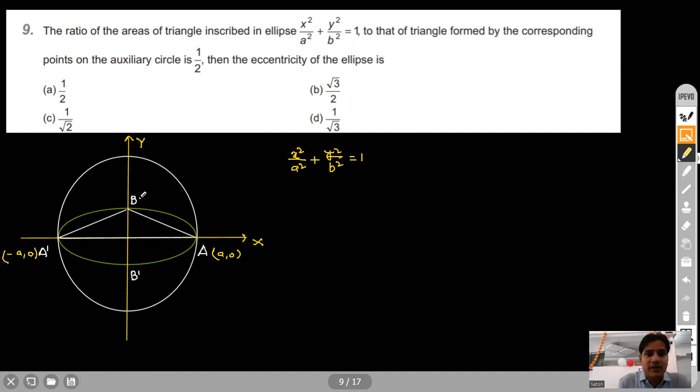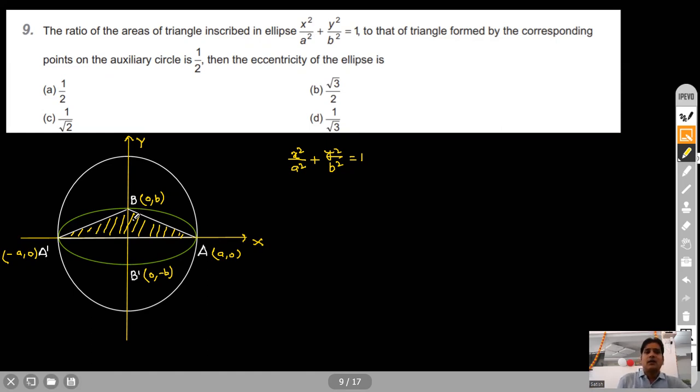And what will be the coordinates of this point B? It will be 0 comma b. And we can either take this B dash also, its coordinate is 0 comma minus b. So the triangle can be formed with B A A dash taking as the vertices, or B dash A A dash taking as the vertices. So it's not that you can't take a point anywhere on the ellipse and the corresponding point on the auxiliary circle, but for the sake of simplicity, I have taken this point as B. So I hope it is clear.